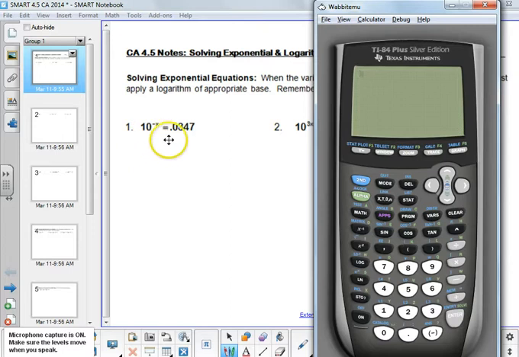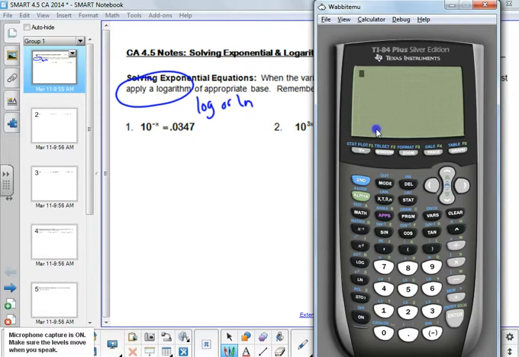Number 1 is 10 to the negative x power equals 0.0347. Well, the variable is trapped up in the exponent, and the only way we can bring it down is by applying a logarithm. Now, if I want to use my calculator, I always tend to ignore the change of base rules, and instead I either use a common log or a natural logarithm. It ends up being the same work, I just always do it this way.